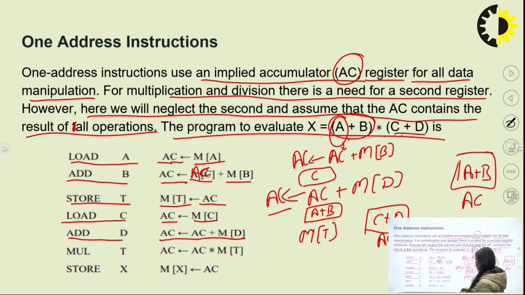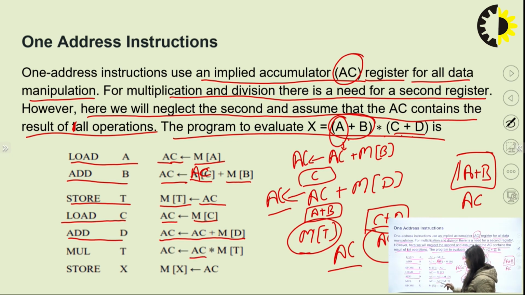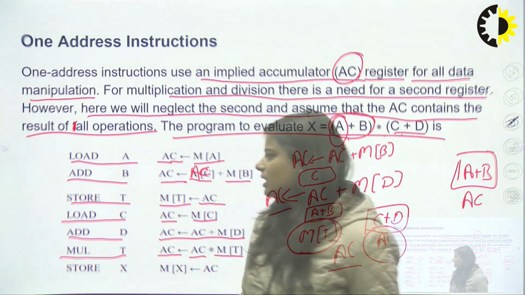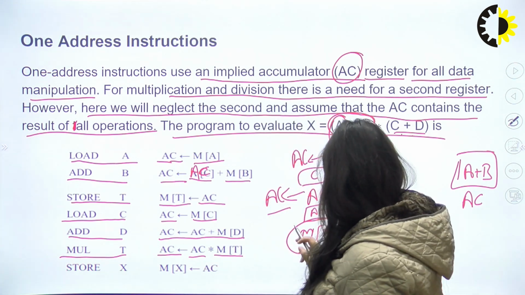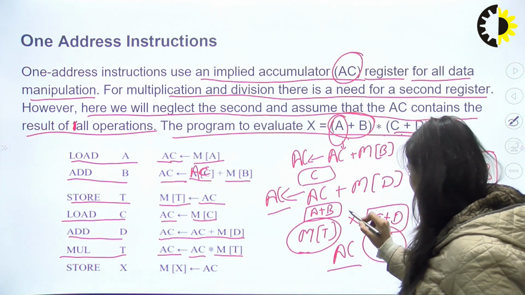Now what are we going to do? We are going to multiply the content of M[T] with the content of the accumulator and put the final resultant into the accumulator. So the content of the accumulator will be multiplied with memory location T, and the resultant will be transferred to AC. We can write it as MULT T. So now, at last, AC is holding the final result of this.